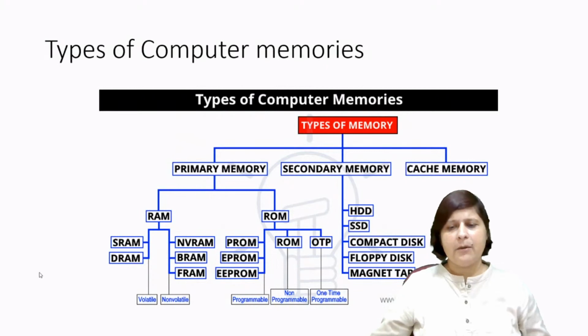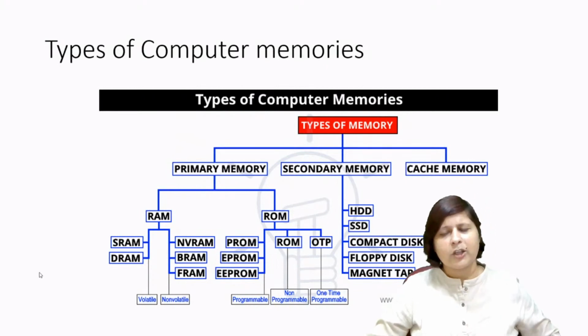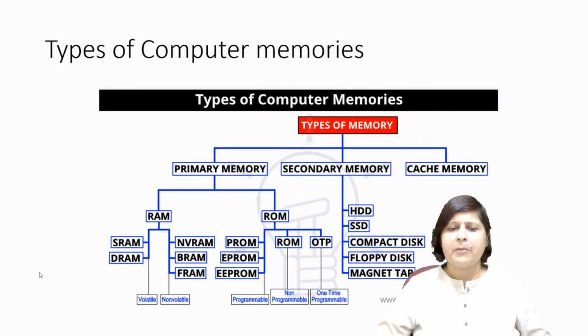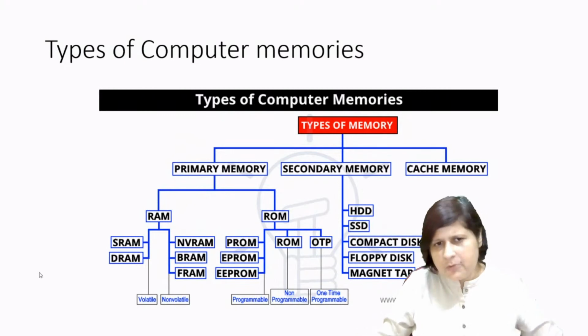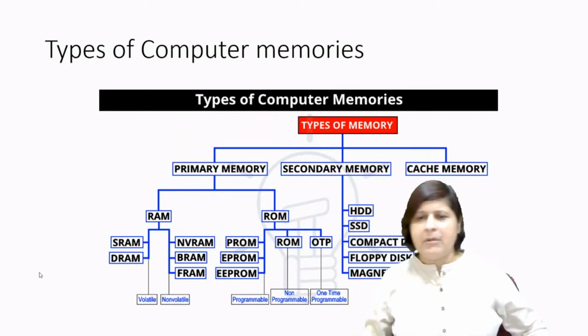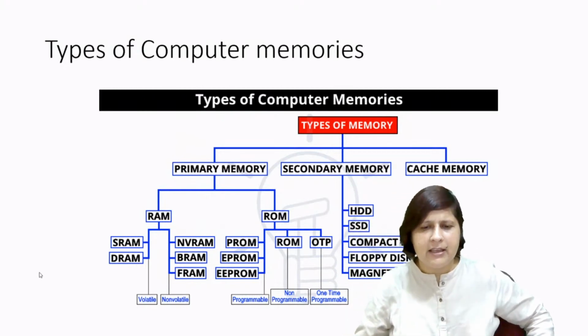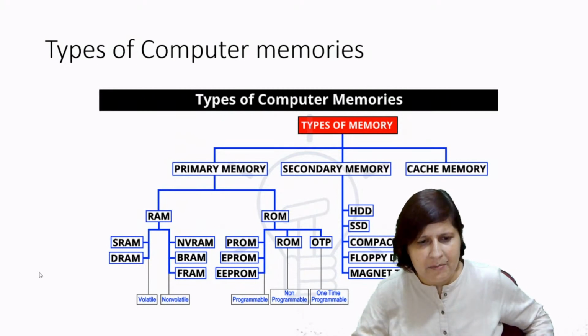Types of computer memories. There are three types of memories: primary memory, secondary memory, and cache memory. Primary memory is also known as the volatile memory. Cache memory is also volatile memory because it needs a continuous power supply to retain the content. The secondary memory is also known as the non-volatile memory.